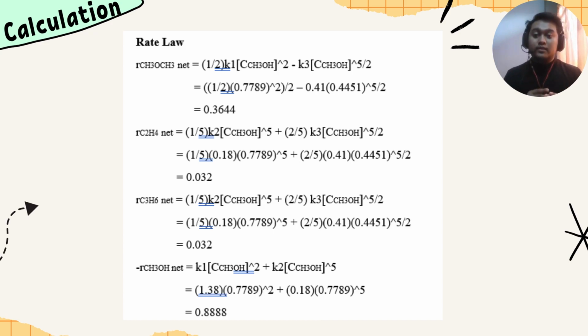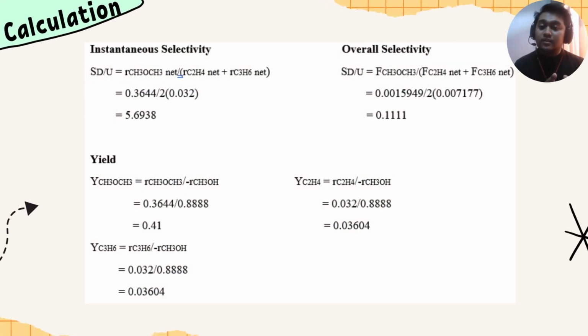So our main product is basically the dimethyl ether, and the side products are olefins, which are C2H4 and also C3H6. As you can see, the rate law of C2H4 and also C3H6 has the same value as they both are olefins. So now we have all the information needed to find the selectivity and also the yield. Starting with the instantaneous selectivity, we use the formula of R desired product over R undesired product.